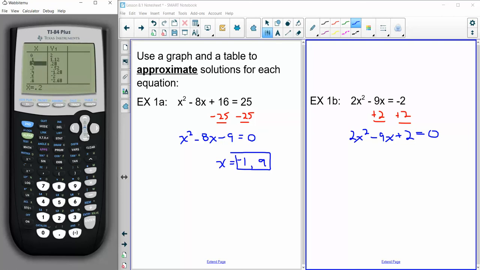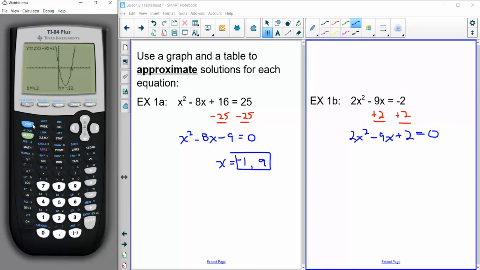Yeah, so something like 0.2 would be pretty close. And I go to the table set and say I want to start at 4 and go by 0.1s. So this is called drilling into the table. And there I can see it's about 4.2-ish or so. So let's go back to the graph. Trace 0.2, really close to 0, 4.2, really close to 0.